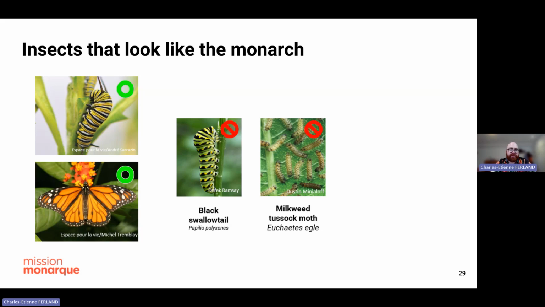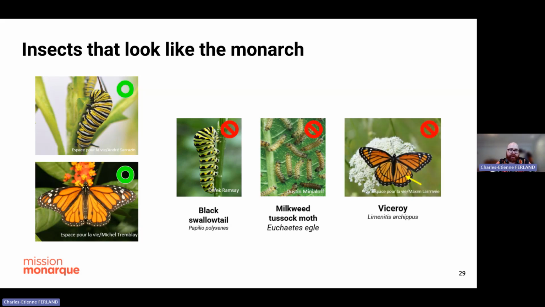Then we have the milkweed tussock moth, which is also not the right color and found usually in greater numbers than the monarch caterpillar. And we have the viceroy, which is a monarch mimic. But if you look closely at the hind wings of the viceroy, you can see that there is an extra line going across, which the monarch doesn't have.